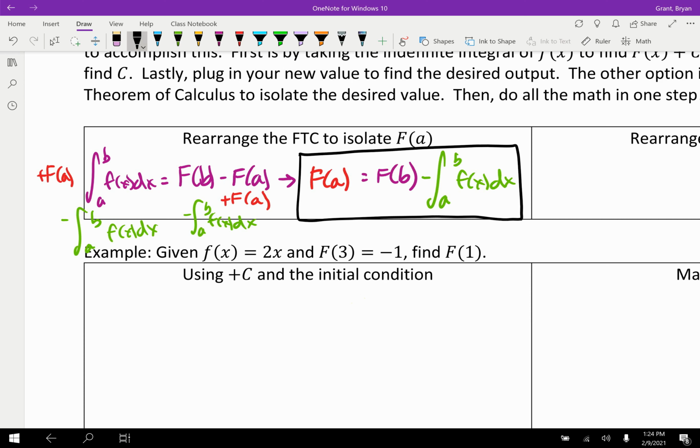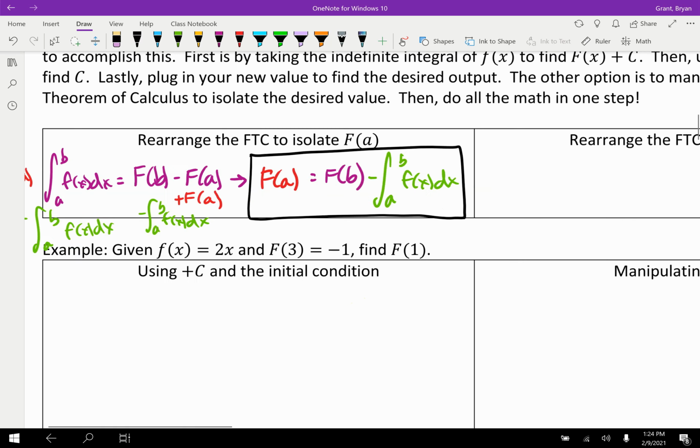Now I certainly do not have that memorized. It's very, very easy to start with this, think about the information that you have, and think about what they're asking you to find, and then isolate one of these two terms, right? It just took us one step.